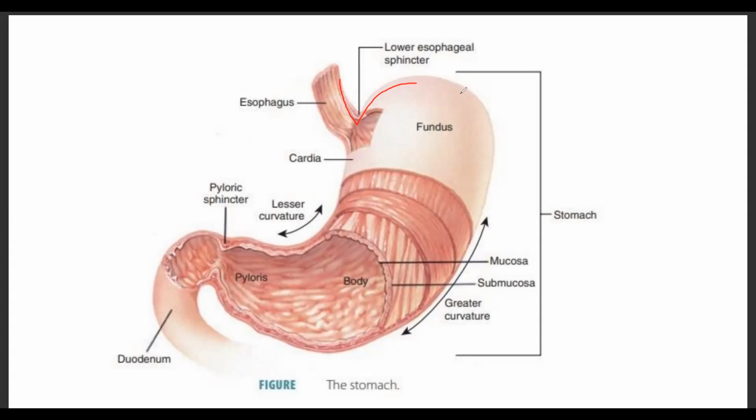Here, in the stomach, protein digestion starts. Where does protein digestion start? It does not start in the oral cavity. It starts inside the stomach.